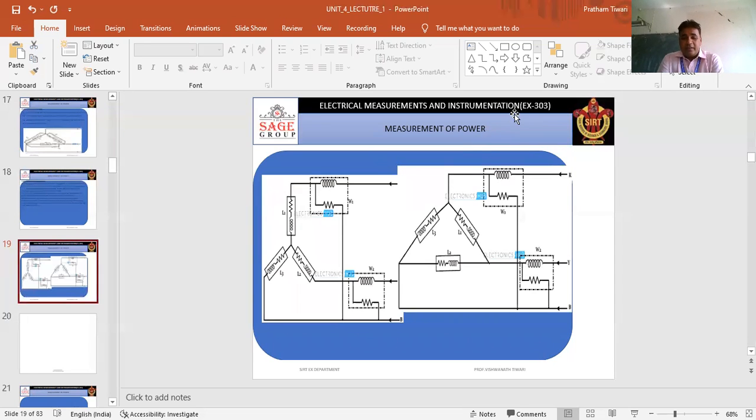This applies to both star connected load and delta connected load. If we have only two wattmeters, then we can manage to measure the power with the help of two wattmeters in star connected load and delta connected load.